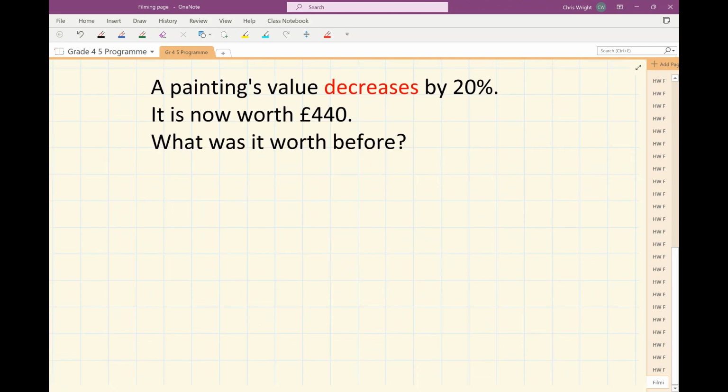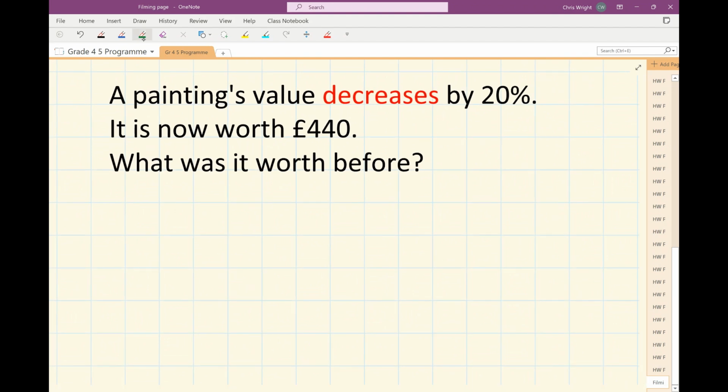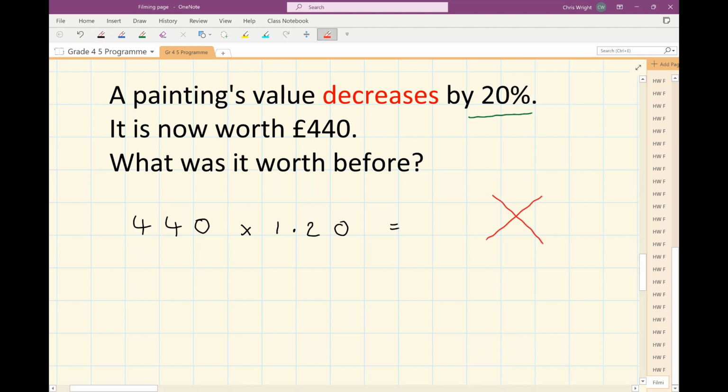Here's an example question. A painting's value decreases by 20%. It's now worth £440. What was it worth before? Now, it's tempting to simply think, well, I can take 440 and increase that by 20% to give me the amount it was worth before the decrease of 20%. That would involve multiplying by 1.2. But this will give you the wrong answer.